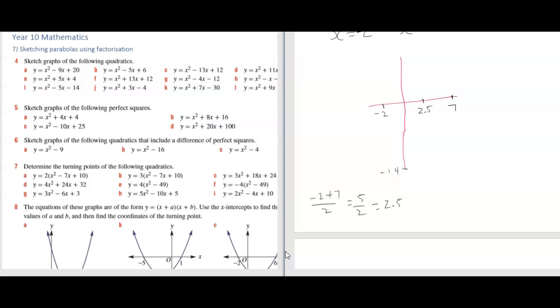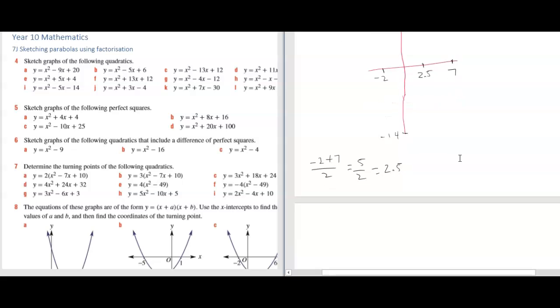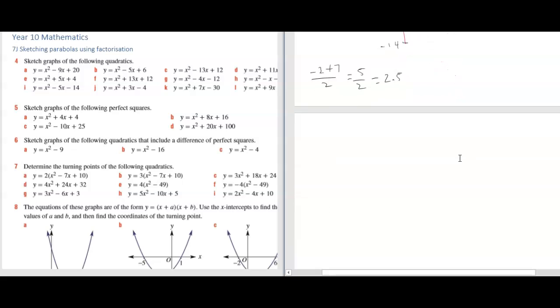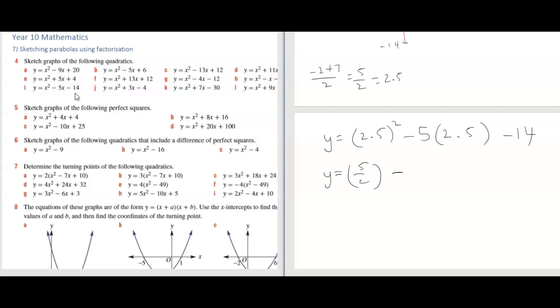And then to find the y-coordinate, remember we substitute that into our equation. So we've got y equals 2.5 squared minus 5 times 2.5 minus 14. Now, again, like before, you can do this by hand. So we can write that as a fraction. Probably should have left it as a fraction from the beginning, huh?